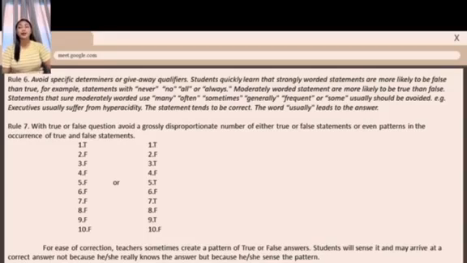Rule number 7. With true or false questions, avoid a grossly disproportionate number of either true or false statements, or even patterns in the occurrence of true or false statements. Like for number 1, TFFF up to number 8 and 10.